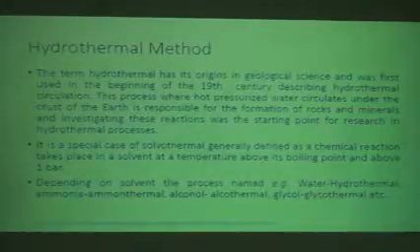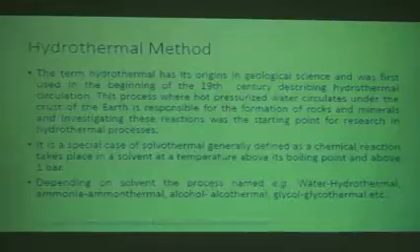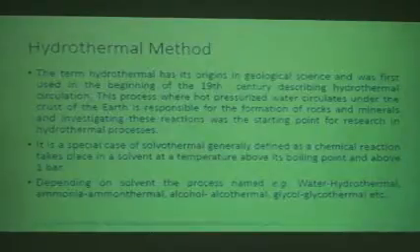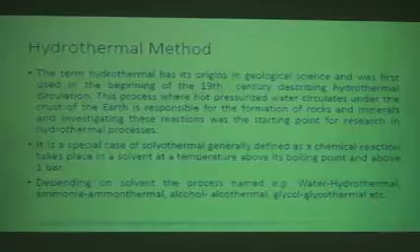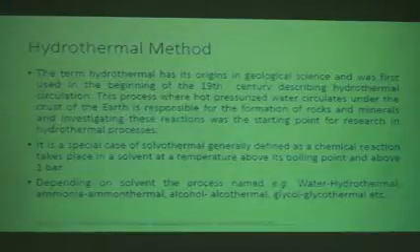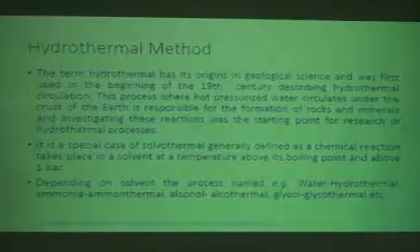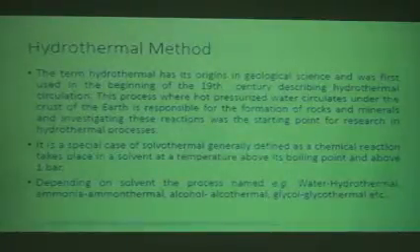This has been happening in the earth at the starting. Now the same hydrothermal process has been borrowed to the laboratory to some extent. So this is a special solvothermal, a special case of solvothermal where water is used as a solvent. Now when we say solvothermal, what is solvothermal?